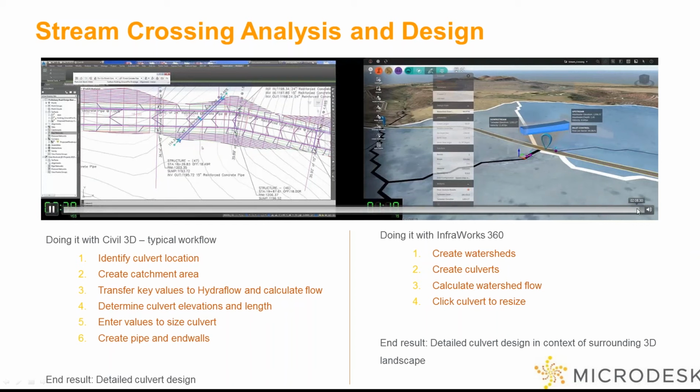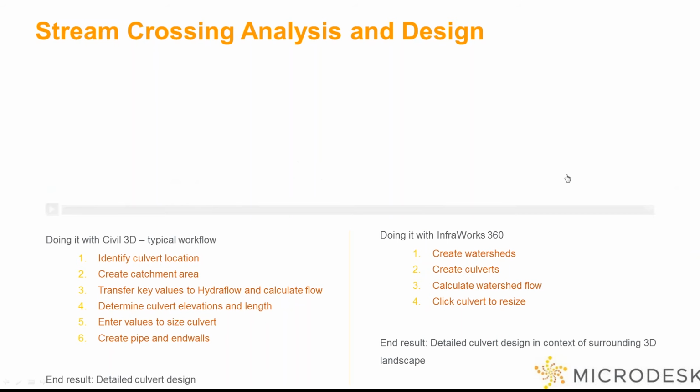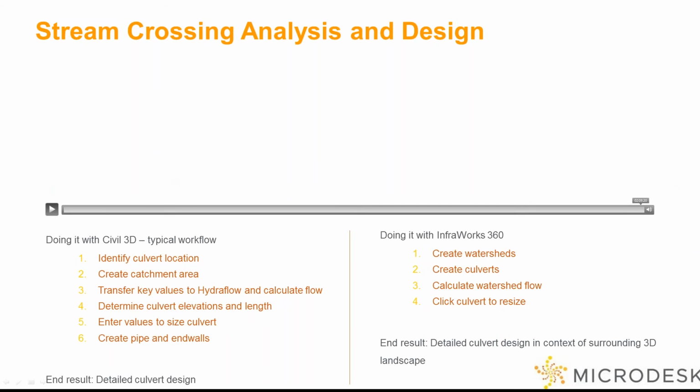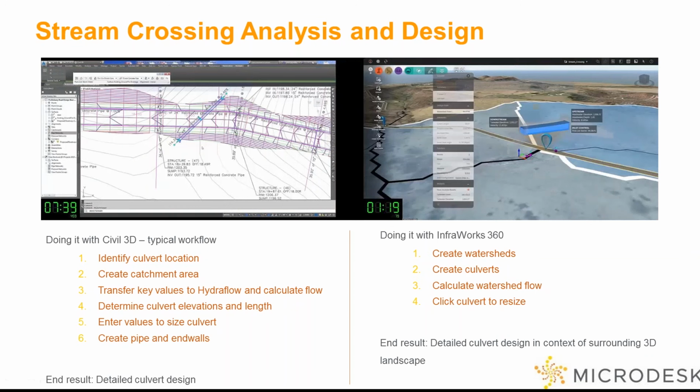Then you can choose the Create Culverts command, where it'll go through and generate the culverts. Once that's been done, you can say calculate the watershed flow. And finally, once it calculates it, all you do is click on the culvert object that's been placed, and it'll automatically resize that culvert with those values.